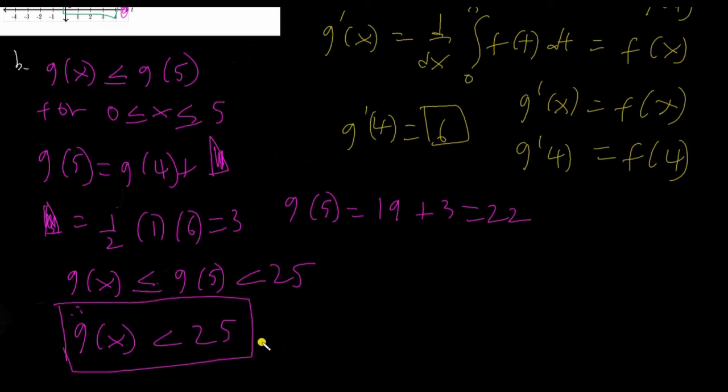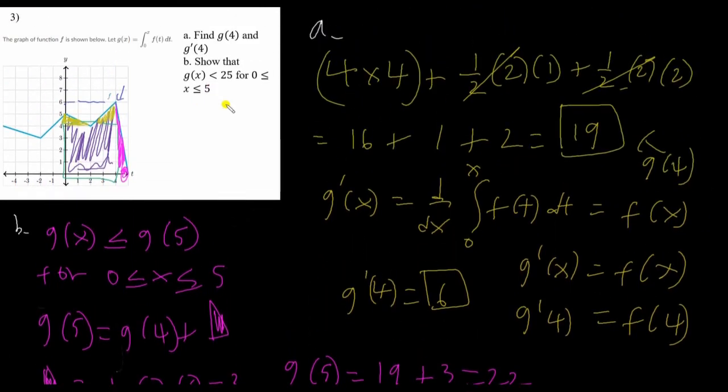Therefore, and remember, this is always for 0 is less than x is less than 5. I don't know what's going on after x equals 5. But from 0 to 5, we've proven that g of x is always going to be less than 25, which is what the question asked. We're on to question 4.